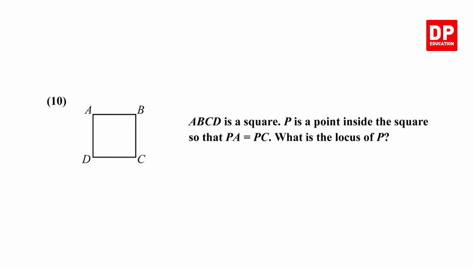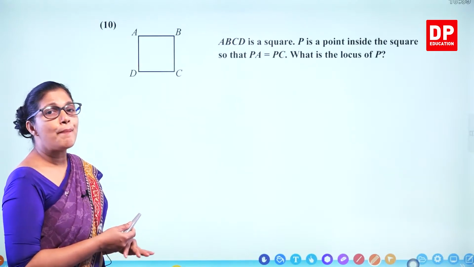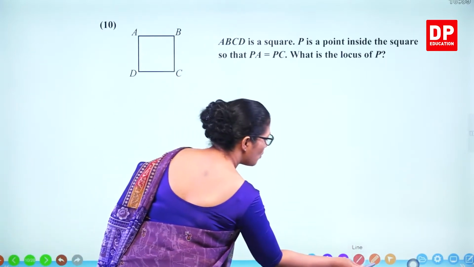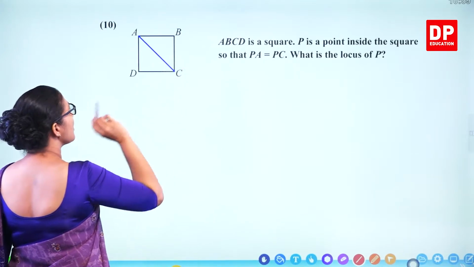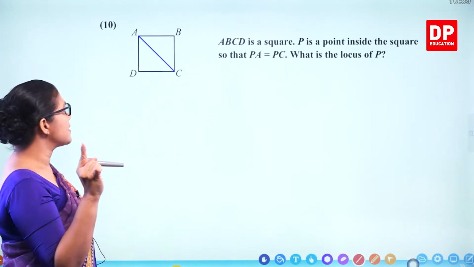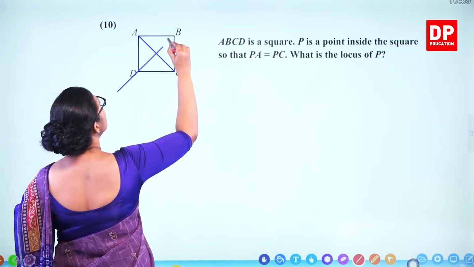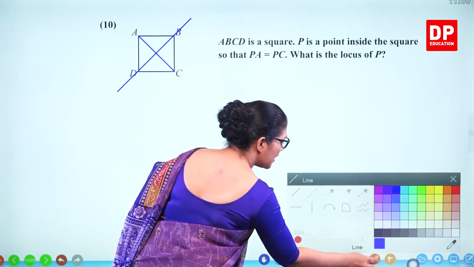Question number 10. ABCD is a square. P is a point inside the square, so that PA equals PC. So that means you have to draw the perpendicular bisector for AC. So you connect AC and draw the perpendicular bisector. So when you are drawing the perpendicular bisector, you get the line BD.